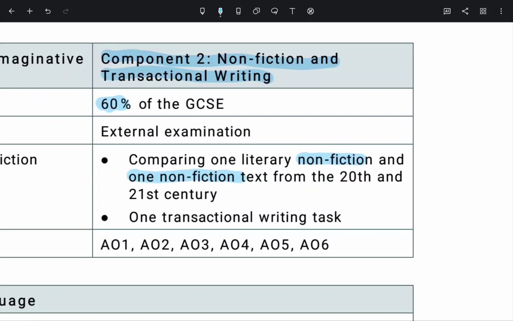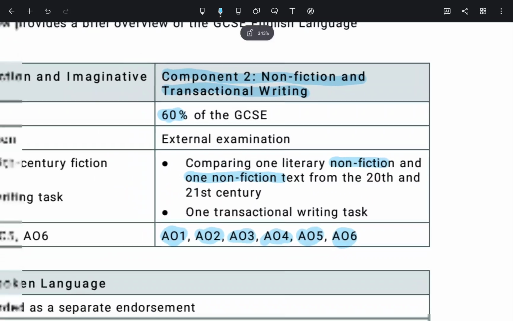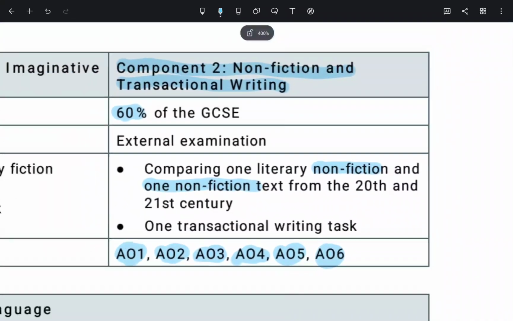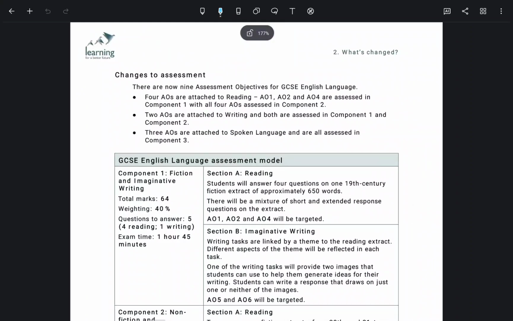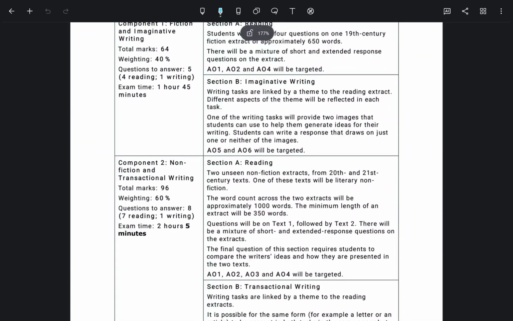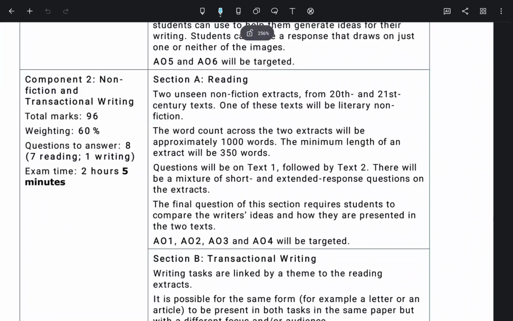And what assessment objectives are being assessed? AO1, AO2, AO3, AO4, AO5, and AO6. So these are the areas or skills being assessed for component 2. Now let's dive in and have a look at it in further detail. So what do you need to know for component 2?